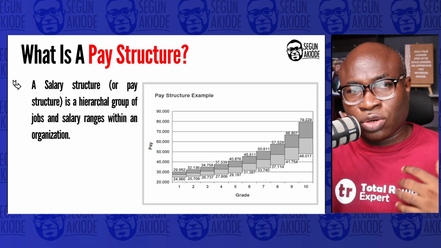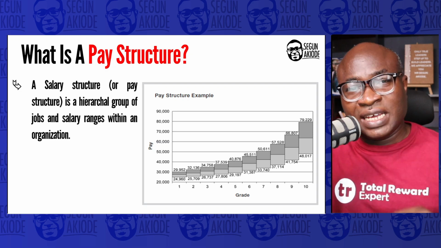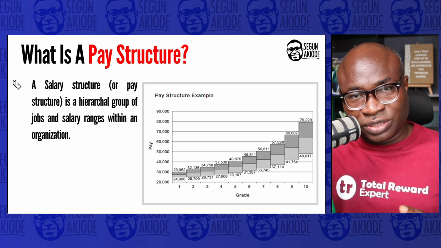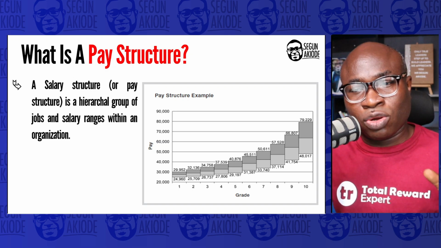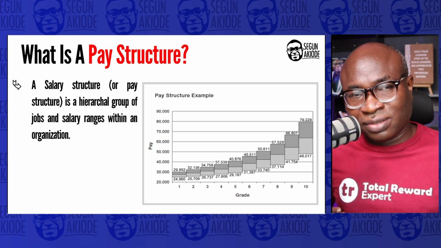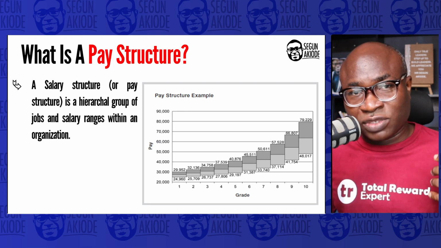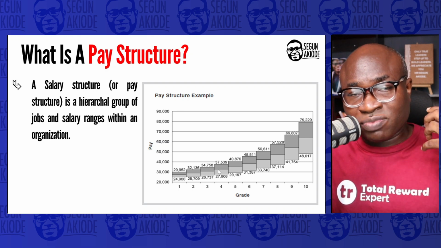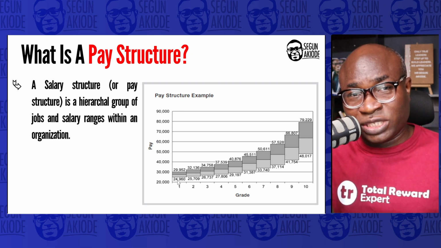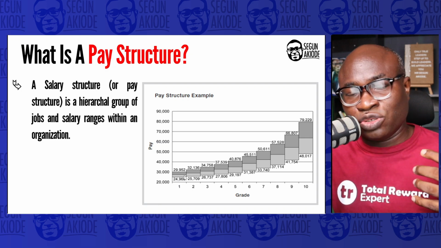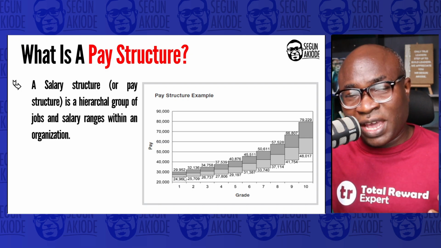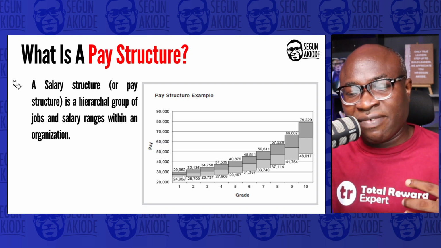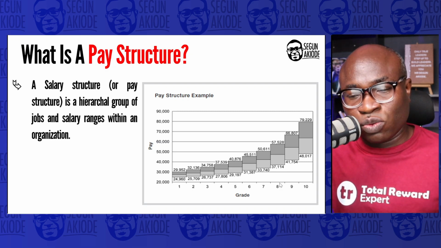A salary structure, or what we call a pay structure, is a hierarchical group of jobs and salary ranges within an organization. And your salary structure looks more like a flight of steps. That is the way your salary structure looks in itself. So if I do a simple plot of a bar chart of your various points in the salary structure, you see three different points here: your pay minimum, pay midpoint, and the pay maximum. And you could see that everything is progressing from grade 1 to 10.